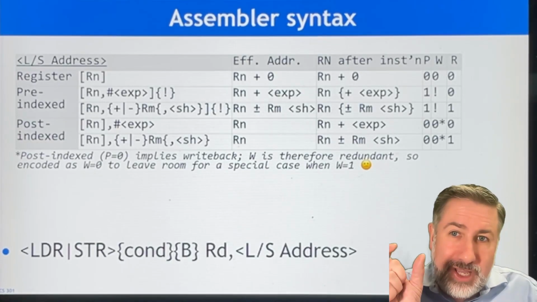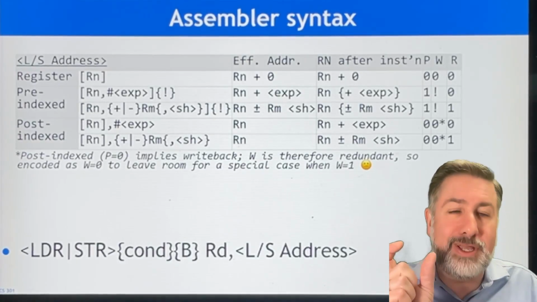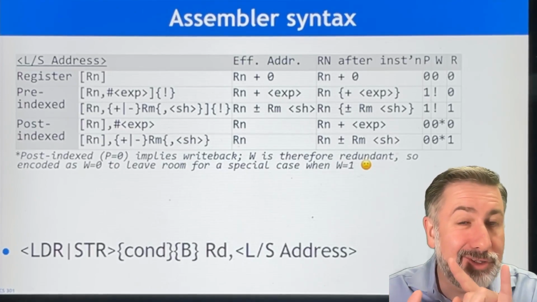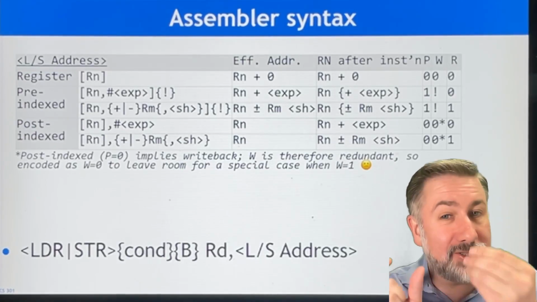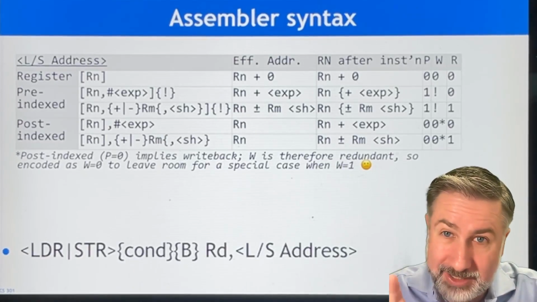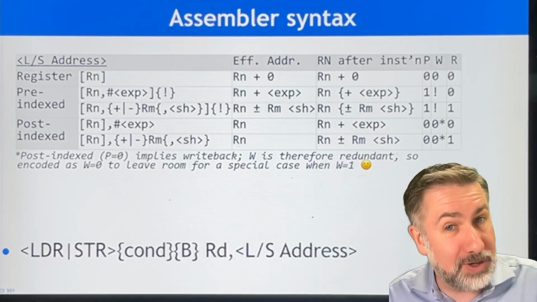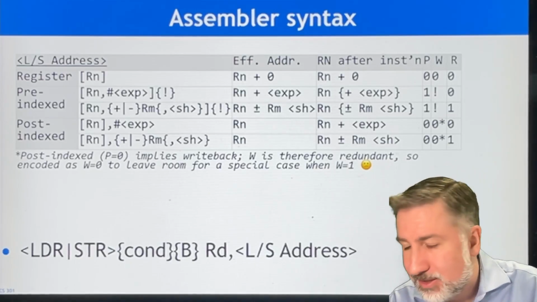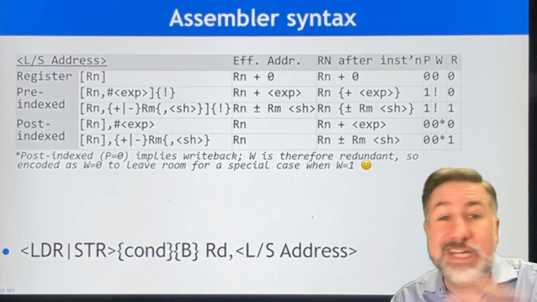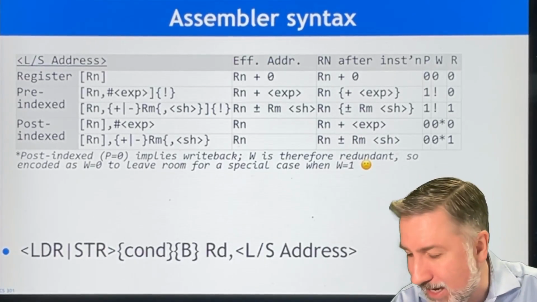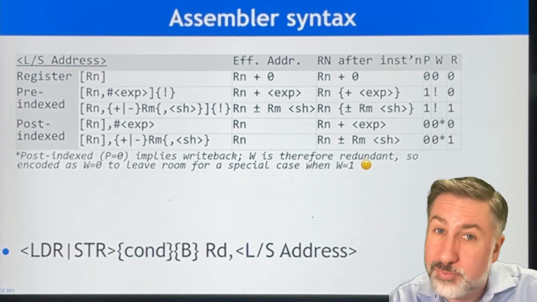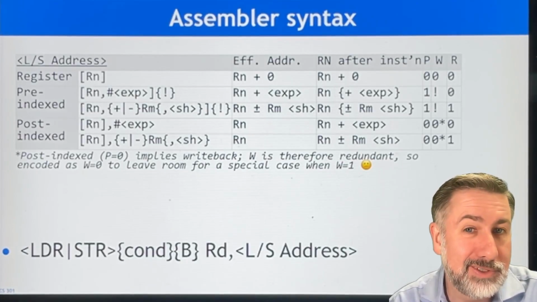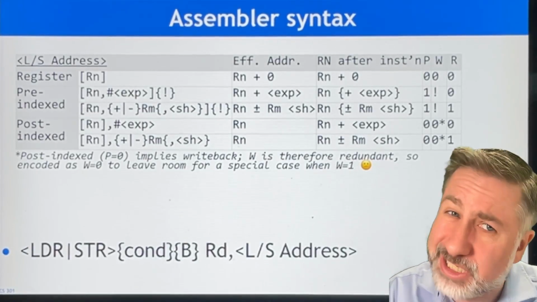If you are updating the pointer after you use it, then you are implying to the machine that you want to store that new value every time. So post-indexing requires write back, implies write back. So the W is redundant. You don't need to set the flag because you know you're writing back, which means you encode it as W0 to leave room for a special case when W is 1. And that just seems overly confusing.